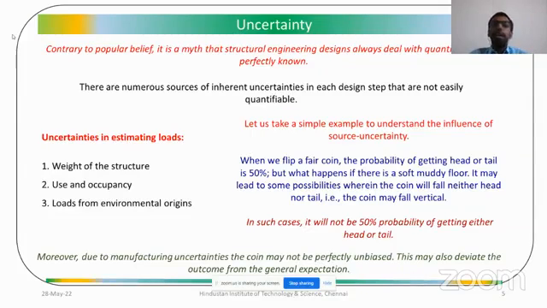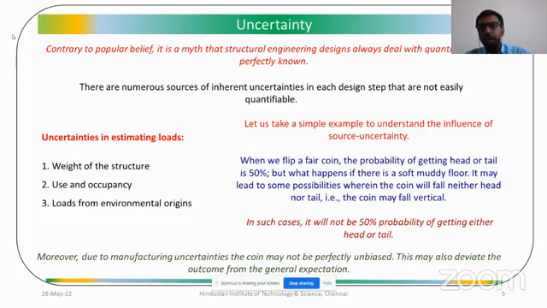For example, in estimating the load, as we discussed in the case of the bridge, the use and occupancy, meaning how much load it will bear, may vary from time to time. The uncertainty generated from the environmental origin also changes from time to time. The wind speed may be 5 meters per second at one time, and it may be 100 meters per second at another. It depends on time. These uncertainties are very difficult to quantify, and until we quantify them, we cannot design a safe and reliable structure.